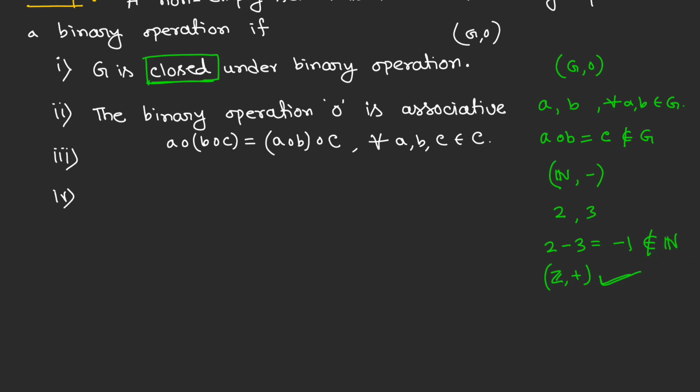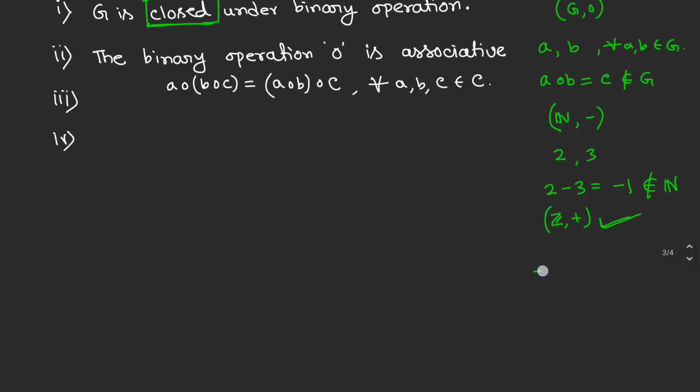For example, let's take Z with addition. Choose any arbitrary elements; you have to choose 3 elements. I am taking 2, 3, 4. So (2 plus 3) plus 4, the result is 9. And if you calculate 2 plus (3 plus 4), again you will get 9. That means in Z, addition is associative. Clear? Now number 3.